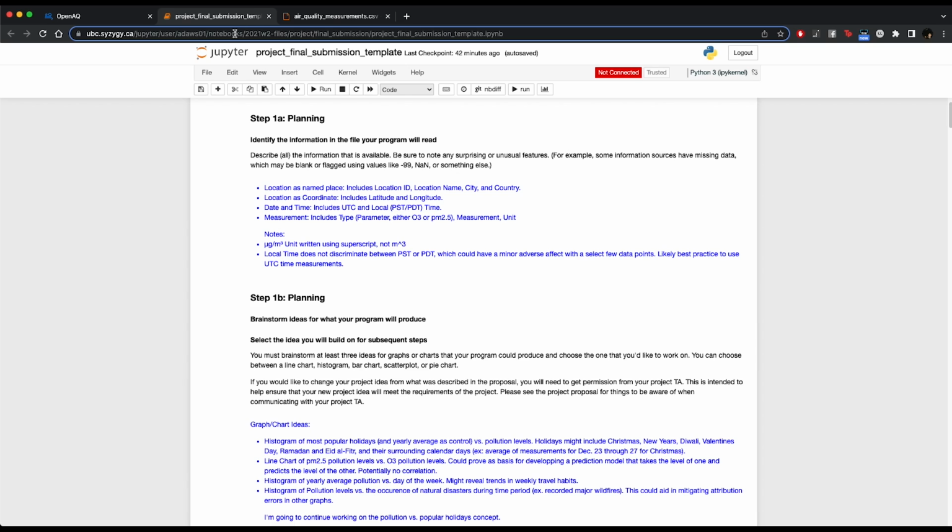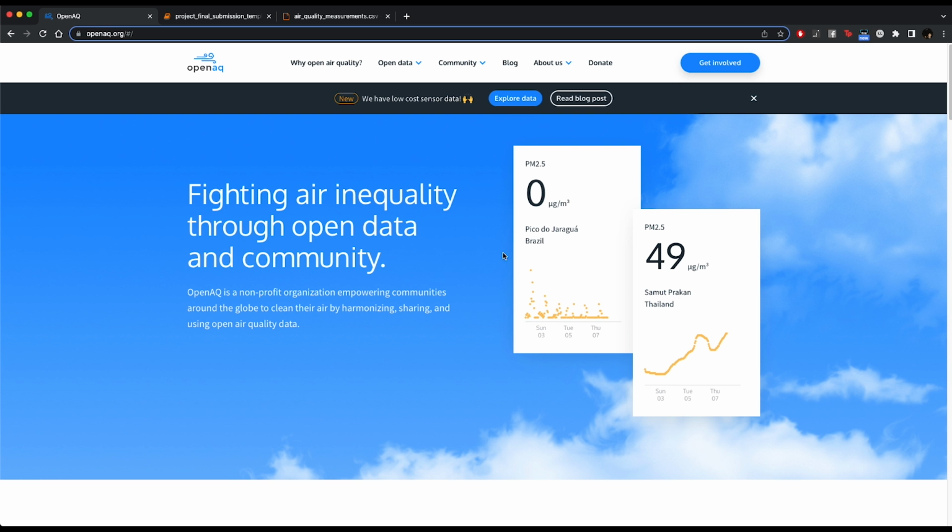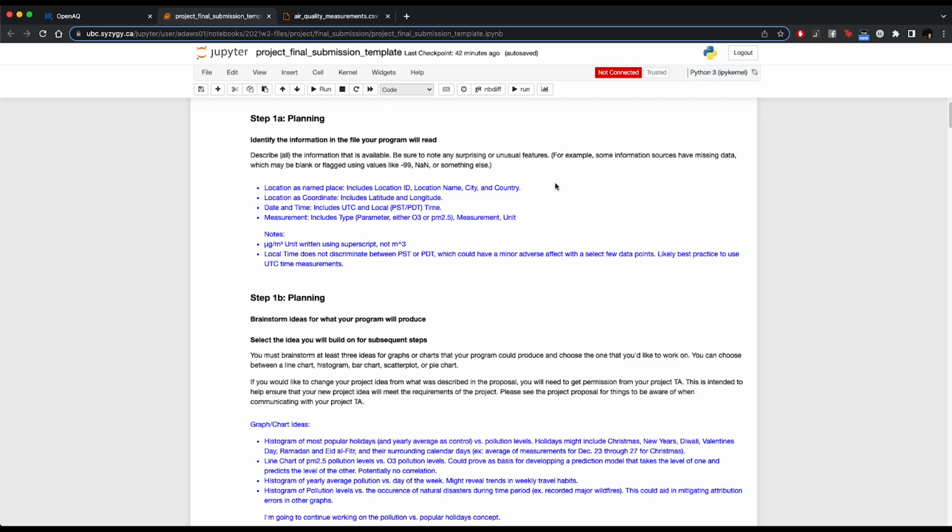So this information was published by OpenAQ. They're a non-profit organization whose website releases different maps of air pollution readings over time. They have data over time that they record, and so I've used a CSV file that they released.